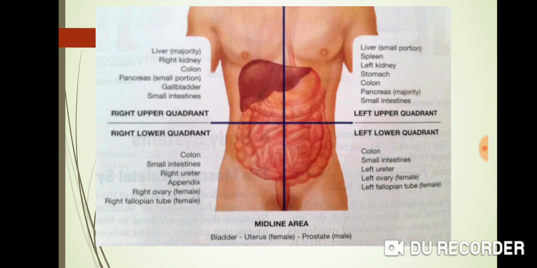These are the actual structures which can be found in the different quadrants of the body. So be familiar with all the organs contained in the right upper, right lower, left upper, and left lower quadrant. This will help to identify the diseased organ once the patient comes in complaining of tenderness or pain in whichever part of the abdomen.